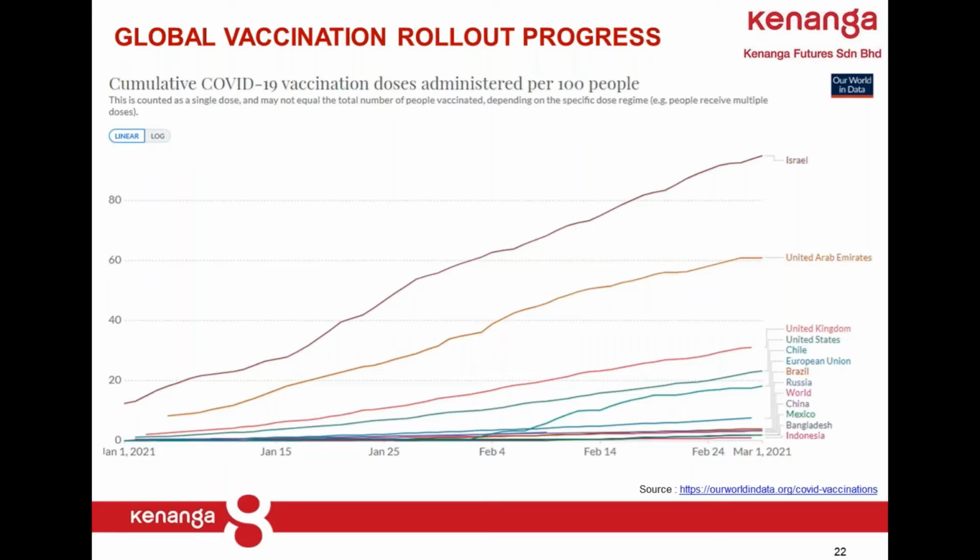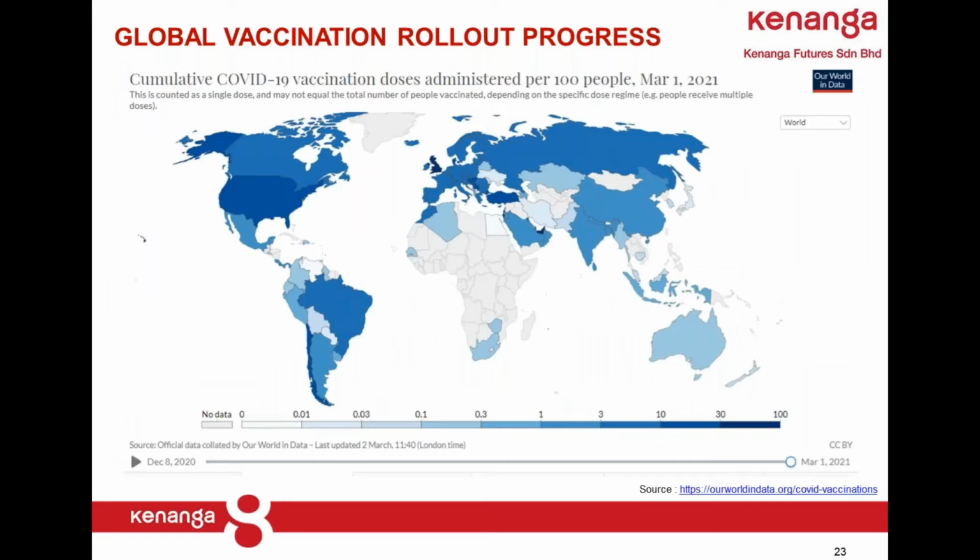And you can see that this is the graph that I plucked from Our World in Data. As you can see, so far the highest per 100 people vaccination rate will be Israel, followed by UAE and UK, and then United States. In terms of the global map, this will be the progress so far, as of 1st of March. As you can see, overall I would say it is not completely vaccinated, and the rollout will take some time to complete, as this is a global scale vaccination.